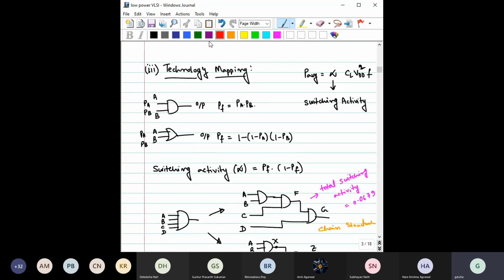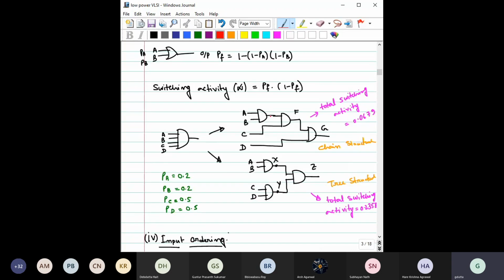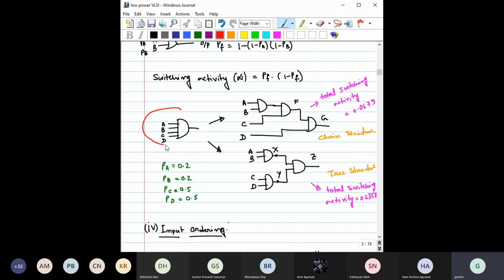The third one that we have discussed is called technology mapping. Technology mapping basically says something like this. Suppose you have to design a 4-input AND gate. One of the ways you could choose is like this. The other way you could choose is this one. So which way are you going to implement? Here we are using all AND gates only, right? And you can see here 1, 2, 3 AND gates. Here also 1, 2, 3 AND gates, right?